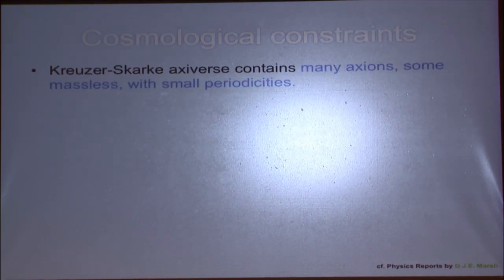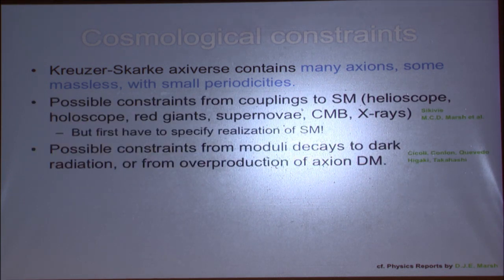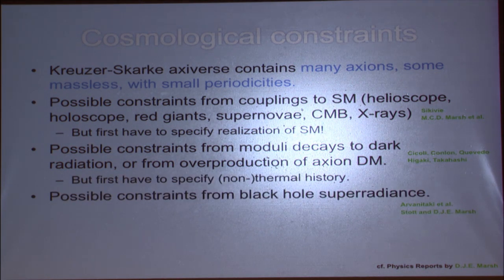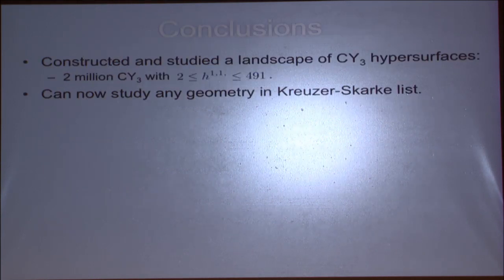OK, so cosmological constraints, I'm not going to say anything about it because we haven't concluded anything. You could think that you could get constraints from couplings to the standard model, from moduli decays to dark radiation, or black hole superradiance. But at least for these points, you have to specify the realization of the standard model and the non-thermal history and how things get reheated. So that's fun future work, but it's not something that you can immediately conclude as a constraint on this scenario until you build in more things. So I won't comment about that.